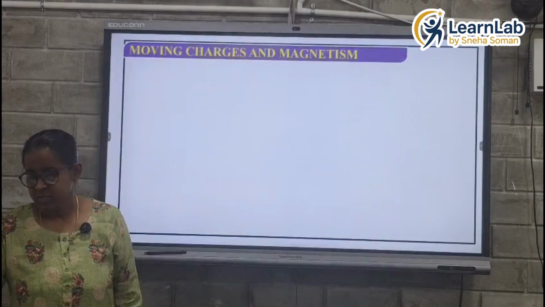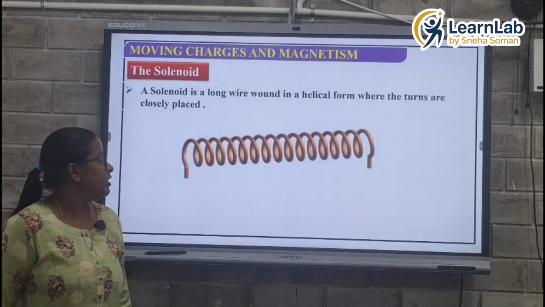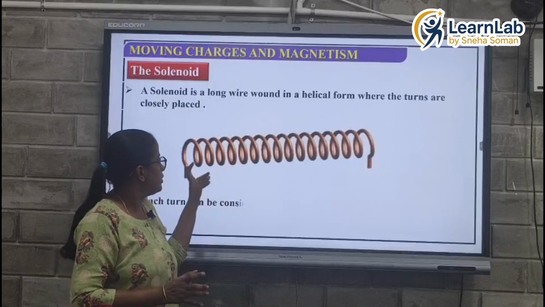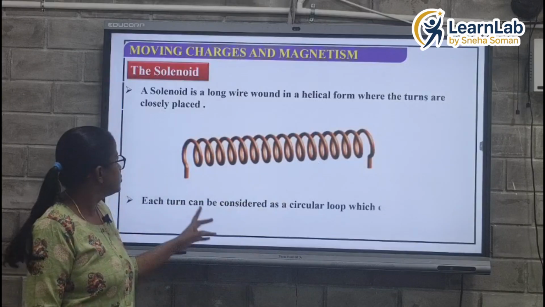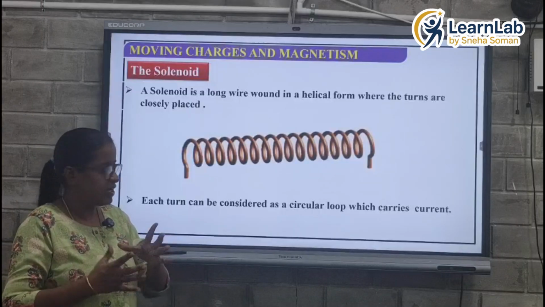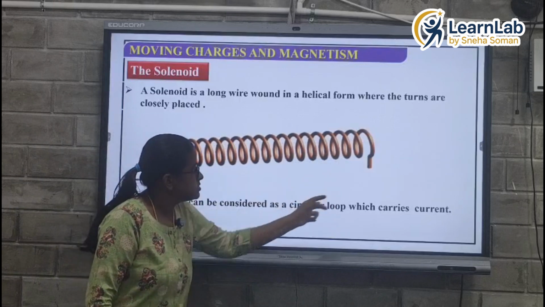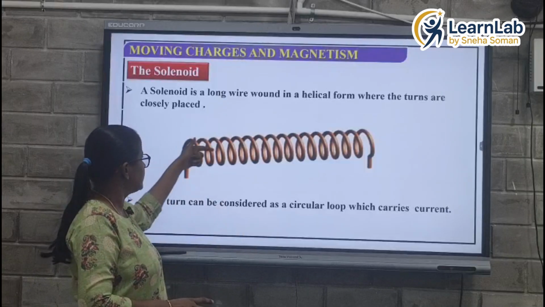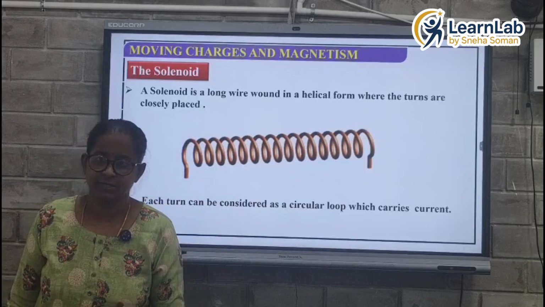Next we are going to see about the solenoid. A solenoid means a coil which is spiraled, with a particular number of turns. A copper coil which has a number of turns, a circular loop which carries a current, is called a solenoid. Then we connect this to a current, and if we insert a soft iron inside, it will act as an electromagnet.